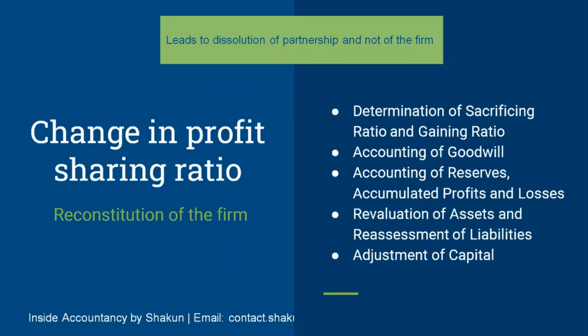Change in profit sharing ratio, as I've already explained, means when the existing partners decide to change the ratio in which they are sharing the profits and losses, and this leads to the dissolution of the partnership agreement, not the firm. We have already discussed the first three issues which must be considered at the time of reconstitution of the firm, that is, determination of sacrificing ratio and gaining ratio, accounting of goodwill, accounting of reserves, and revaluation of assets and reassessment of liabilities in relation to the preparation of revaluation account and net effect has also been discussed.